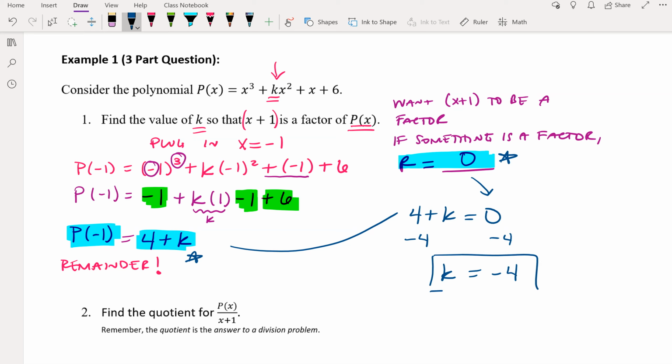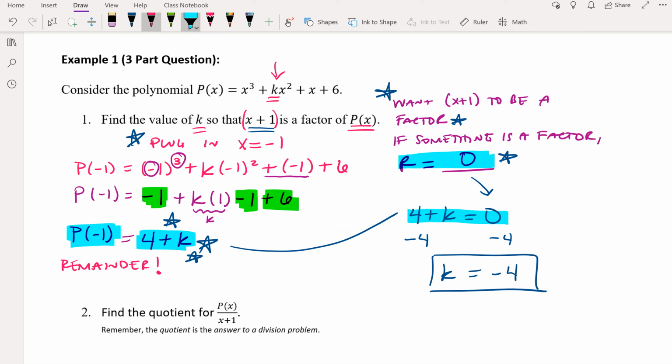Done. All right, so let's go through what we did really quick one more time. To find the remainder, you plug in your solution to the factor. Then you get a remainder. And you set it equal to the remainder that they want you to have. We wanted to have x plus 1 be a factor, which means the remainder has to equal 0. So that's why we set the 4 plus k equal to 0 here. And then we solve for k, the missing piece.